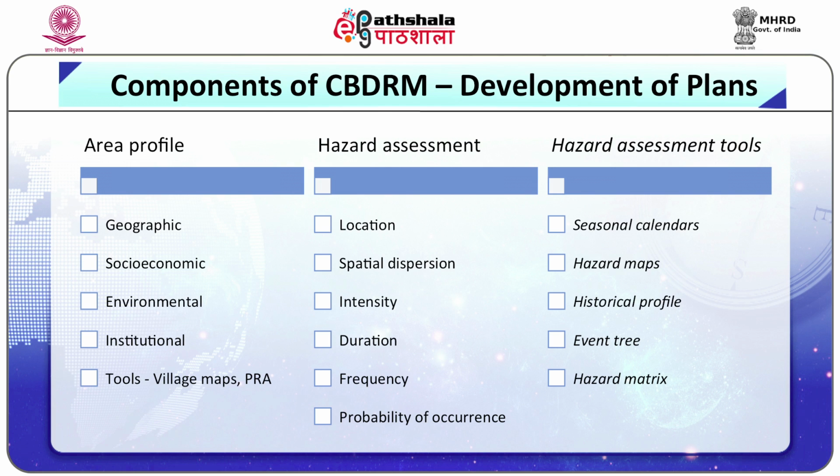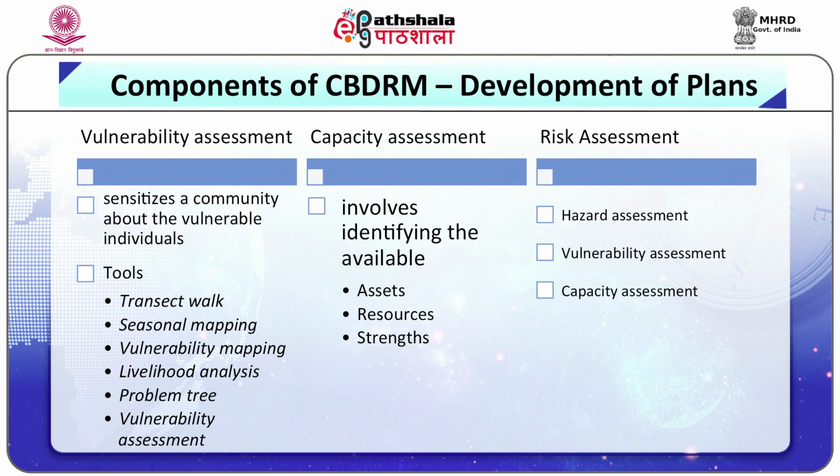Number 4, event tree, helps identify secondary hazards. Number 5, hazard metrics, used to prioritize the hazards based on their probability and extent of impact. B. The process of vulnerability assessment sensitizes a community about the vulnerable individuals and helps in generating public awareness. The tools to carry out vulnerability assessment are number 1, transit walk, involves a systematic walk through the community area, identifying the characteristics and building rapport with the community. It enables future discussions and better participation.